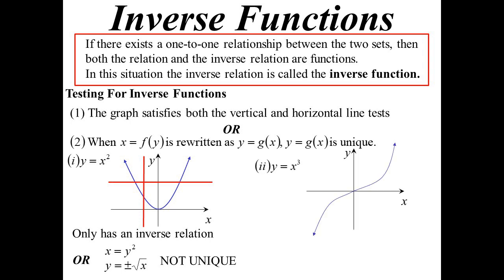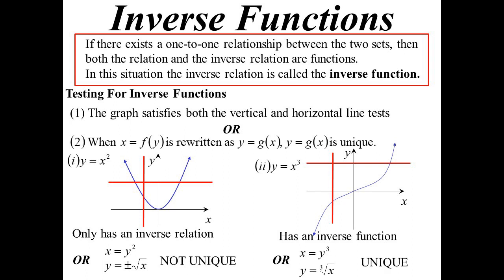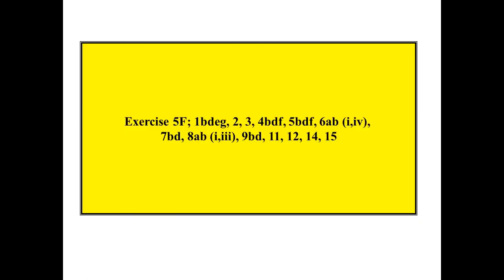The cubic on the other hand, so here's y equals x cubed, doesn't matter where I put the vertical line, cuts it once. Horizontal line, cuts it once. This one's okay. So it will have an inverse function. Algebraically, if I was to swap it around, x equals y cubed, make y the subject, we get the cube root of x. But when we have cube roots, we don't go plus or minus. It is only the positive cube root of x. So there's one answer, it's unique. So yes, that is the inverse function. Okay, 5F.